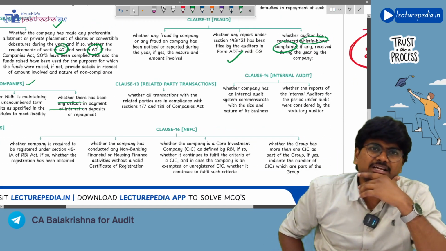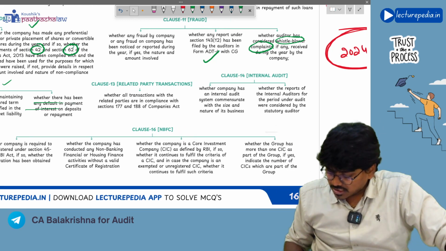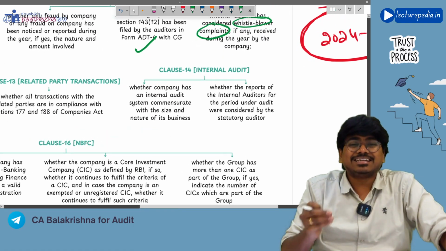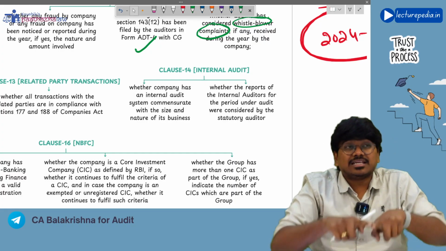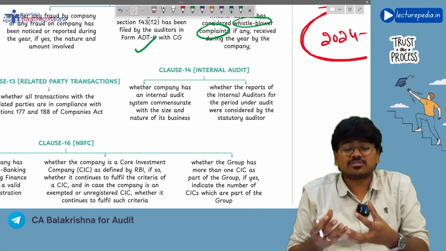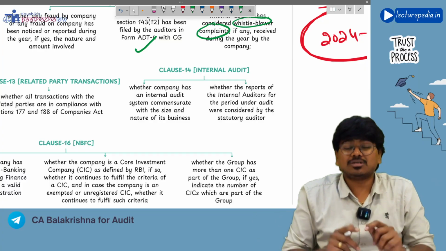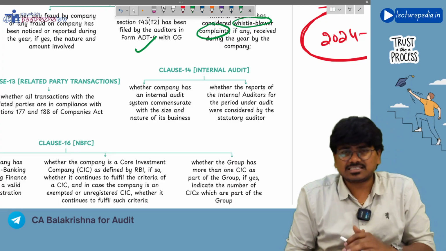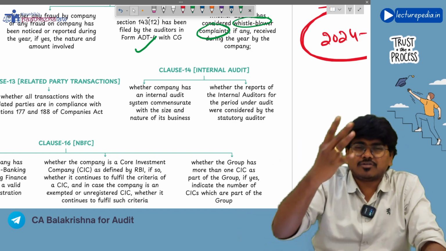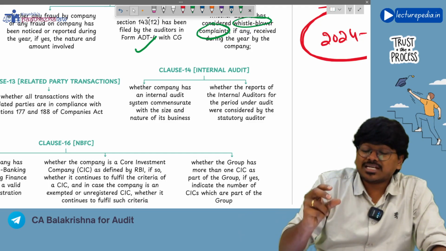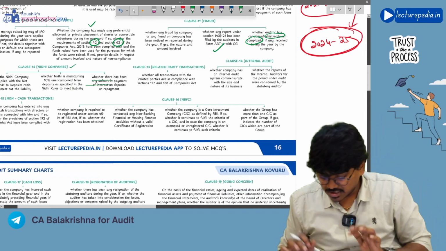Next, clause 13 with respect to related parties: the auditor will report whether sections 177 and 188 with respect to related parties have been complied with or not. Next, clause number 14, which deals with internal audit. Here the auditor will report whether the internal audit system in the company is commensurate with the size of the company. Taking into consideration the size of the company, is the internal audit sufficient for the company? That is the first point. Next, the auditor will also report whether he has considered the internal audit reports that the internal auditor has given. During the year, the internal auditor will give 4 internal audit reports, one for every quarter. Those internal audit reports should be considered by the statutory auditor during his final audit. Understood? That is clause 14.